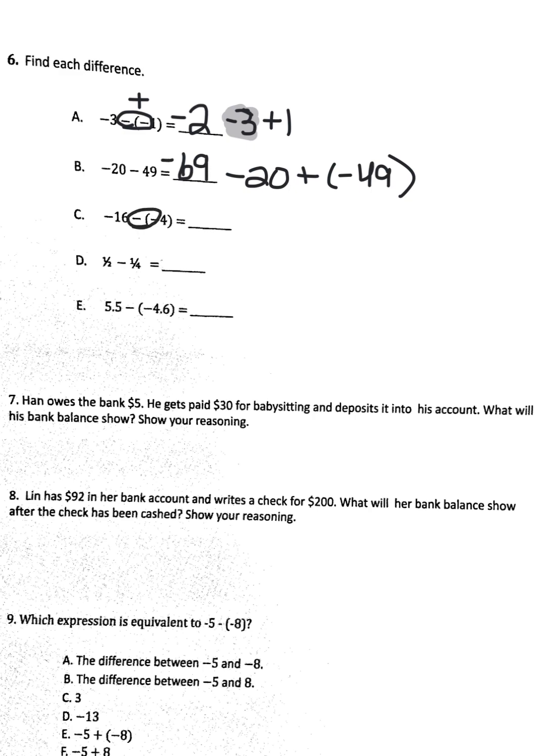Letter C. Adding the opposite really just changes them both into plus signs. So negative 16 plus 4. Different signs, subtract, keep the sign of the bigger number. If I'm at negative 16 on the number line, I'm just moving forward towards the 0, 4 places. So I'm still in the negative.